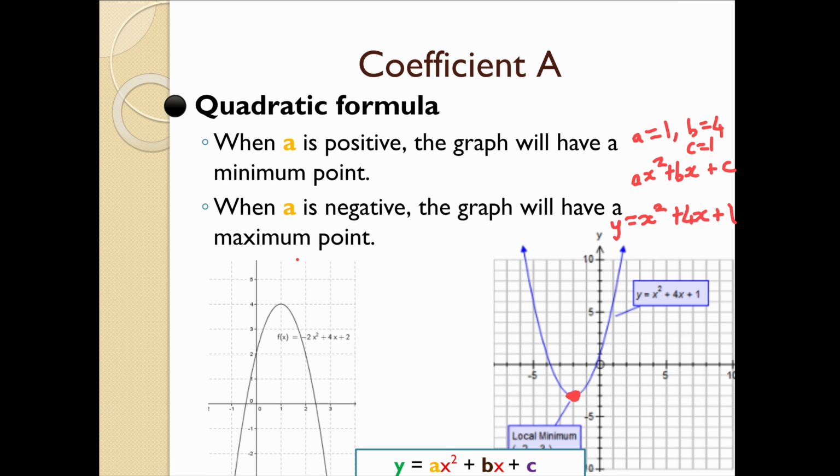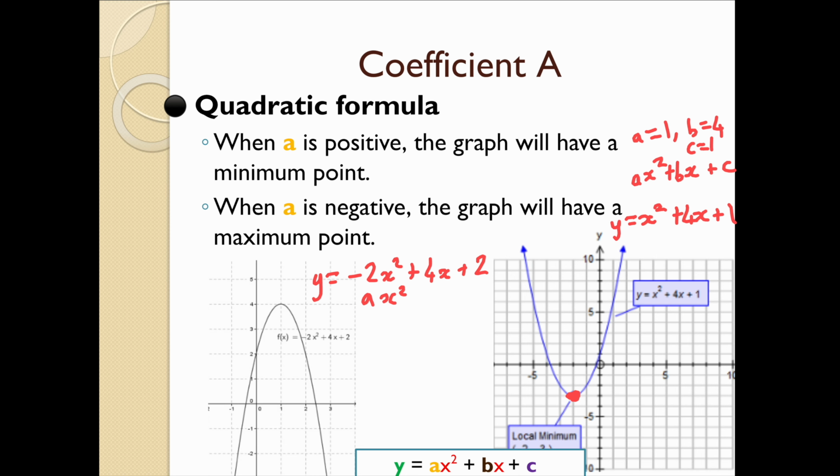So when a is negative, the graph will have a maximum point. If you look at this graph here, f(x) is equal to that, which is the same as saying y is equal to negative 2x squared plus 4x plus 2. So we know that based off of this, the first thing is ax squared, right? So a is equal to what? What is a equal to? 1? Not in this case. What's next to the x squared?